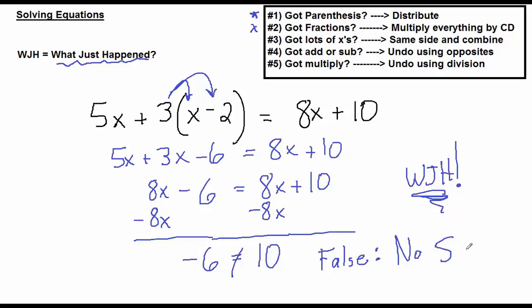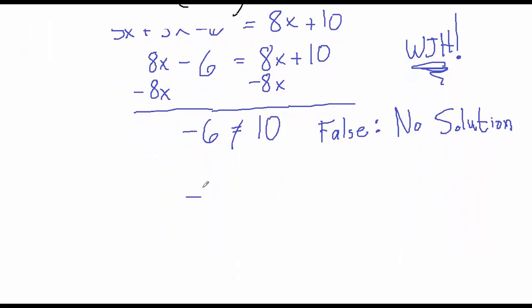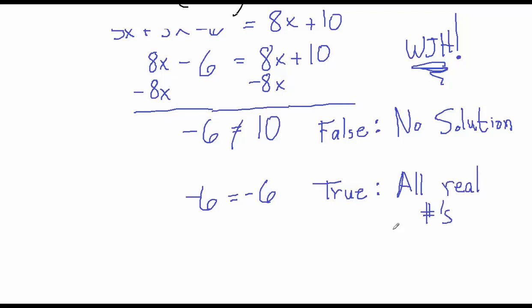Not no soul, but no solution. No solution. When it's a false statement, you're going to say the answer is no solution. If it came out as a true statement, like if it said negative 6 equals negative 6, then we would say that our answer is all real numbers. That means that you could plug any number into it and it would be true. But for this problem here, we would say the answer is no solution. And that's the solution to that.